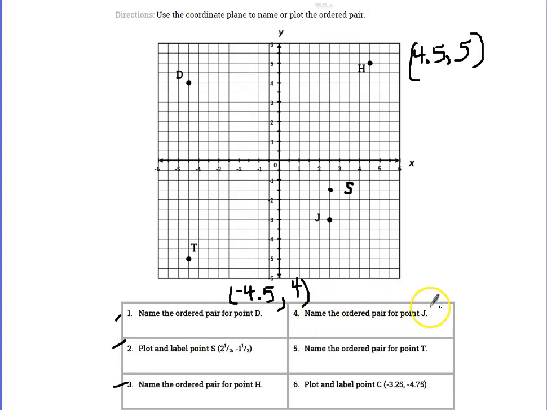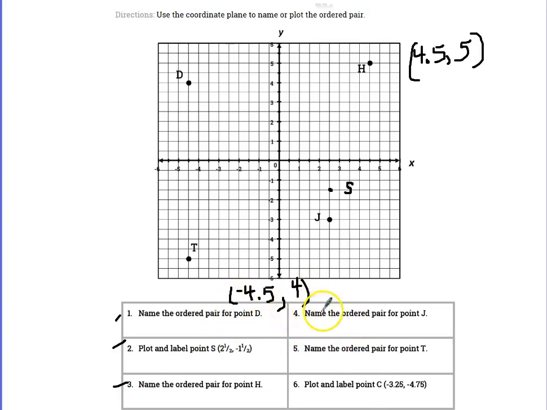Now, I want you to work on 4, 5, and 6. I'm going to give you 2 minutes to name the ordered pair for point J, for point T, and then plot and label for point C. Okay, get ready, go. Okay, so that should be 2 minutes. I should have said start the timer. I did not do that, so if you're still working on it, then just follow along with what we're doing.